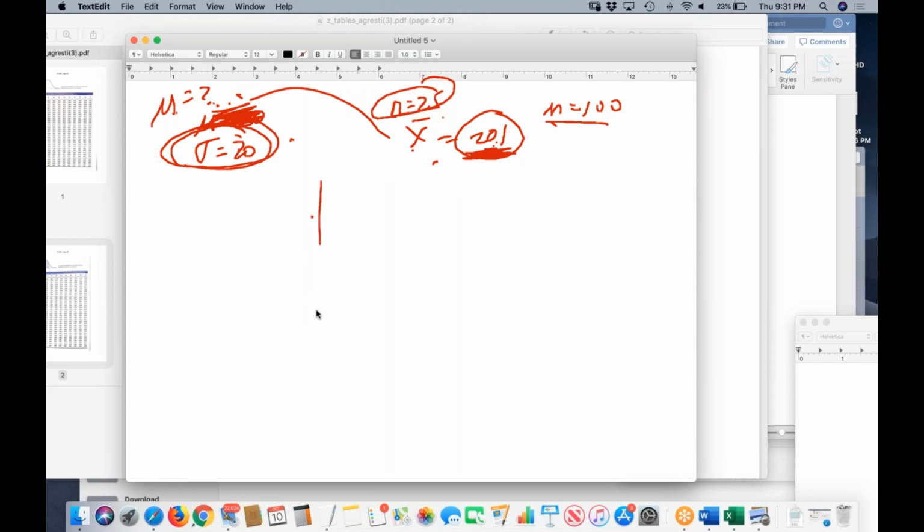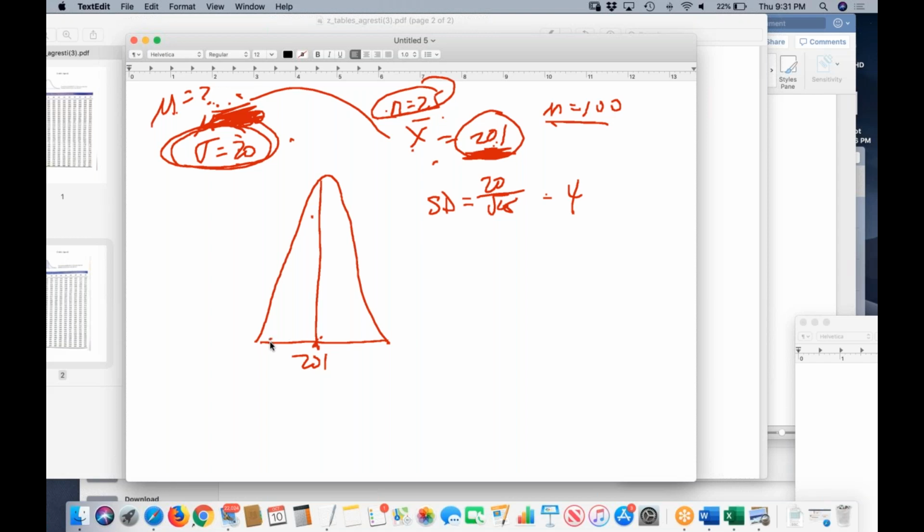Let's say I get a 201. And I know the standard deviation is equal to 20, and my sample size is equal to 25. My sampling distribution standard deviation is going to be equal to 20 divided by the square root of 25, which is 20 over 5, which is equal to 4. So at 201, if I assume for a moment that that's the real population mean, well then I would expect samples to be around that.